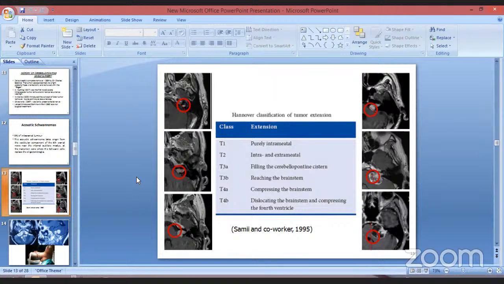The first is the purely intrameatal tumor that doesn't peep into the CP angle, and then there is the intra- and extrameatal T2. It starts peeping into the CP angle, and then there is the tumor which reaches the brainstem, and then compression of the brainstem, and then a tumor which causes compression and displacement of the fourth ventricle leading to hydrocephalus.